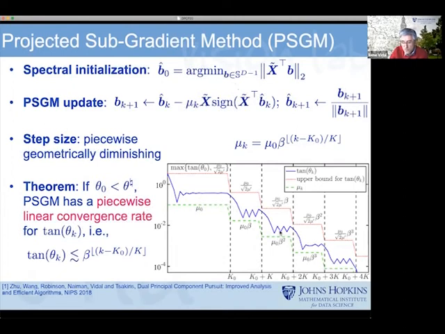And what you see on the top right is an upper bound that we have derived in our theorem. And so again, what this shows is that the algorithm has a piecewise linear convergence rate, and it's exactly determined by beta, which is the rate at which you decrease the step size.